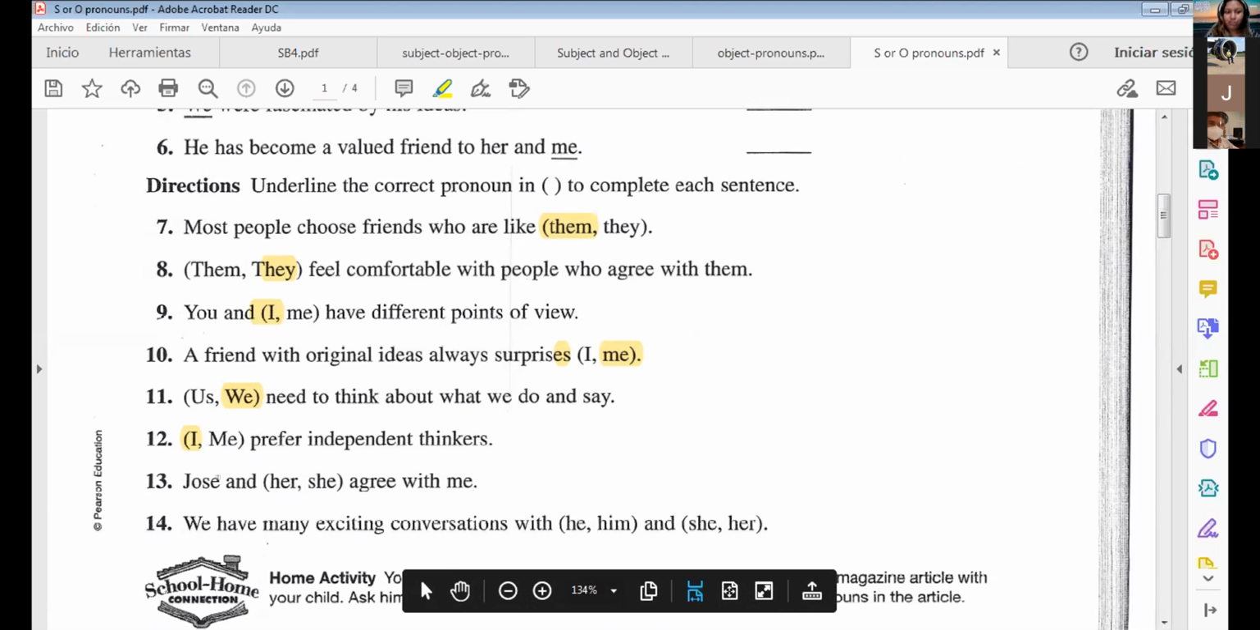Okay. Jose and who? Sí. And she. Jose and she. It's like saying Jose and Adriana. Okay. Jose and she agree with me. Good. We have many exciting conversations with him and her. Perfect. You get it right.